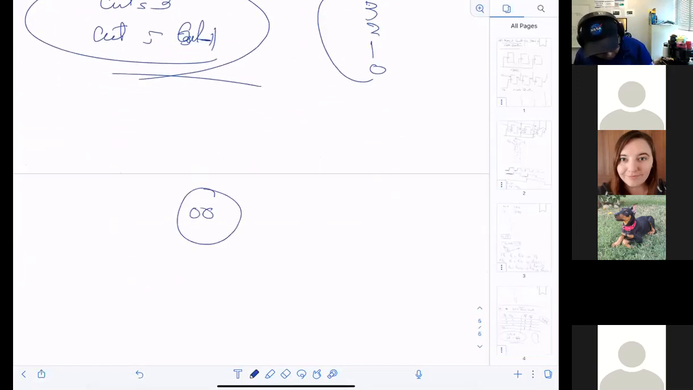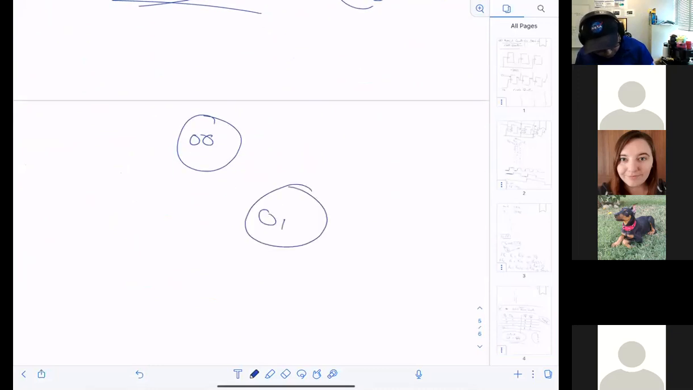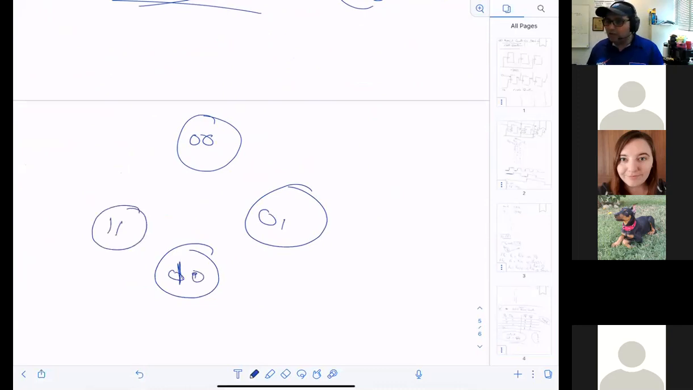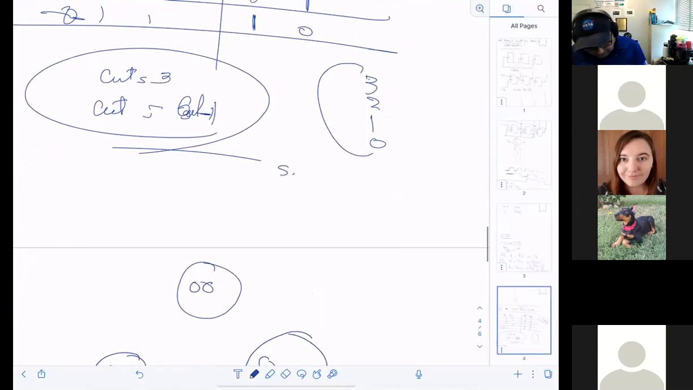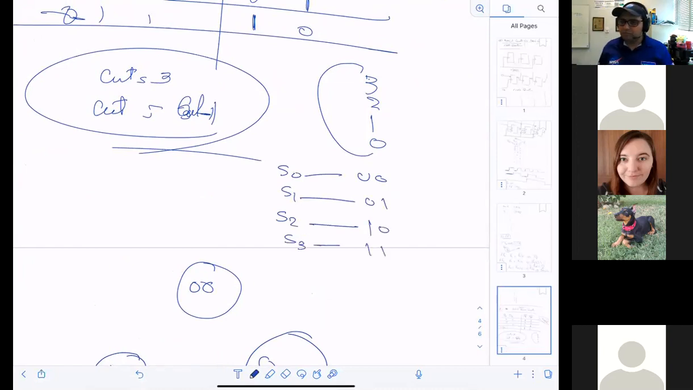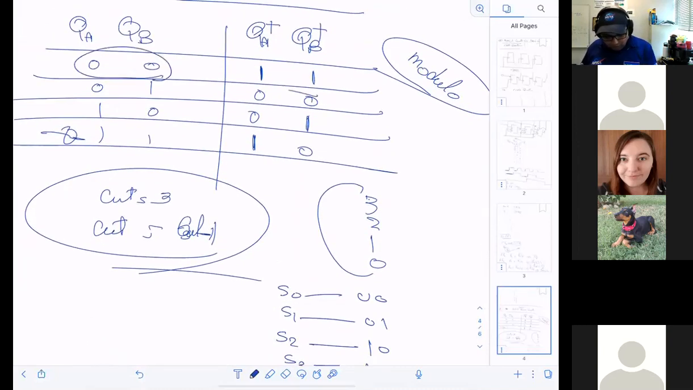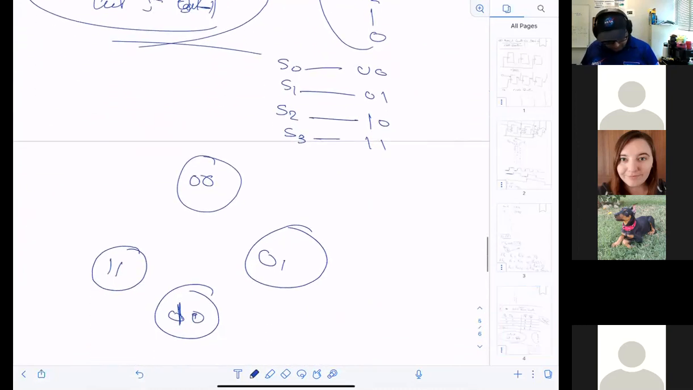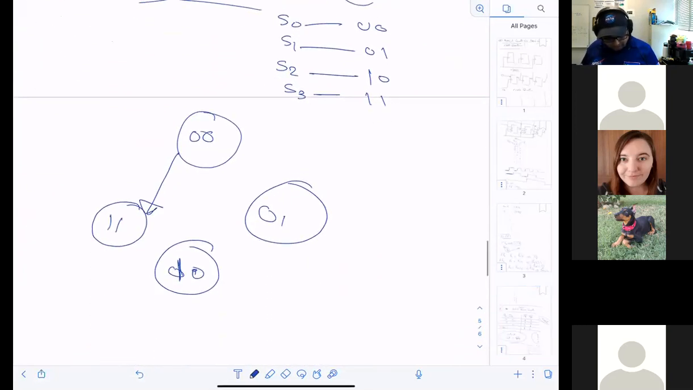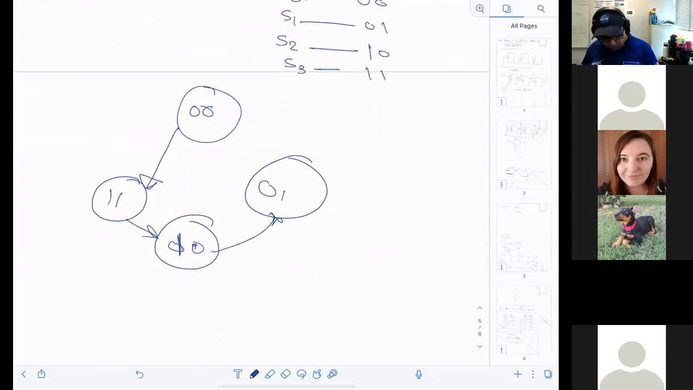So I will just do it here: 0, 0, 0, 1, 1, 0, 1, 1. If I would like to name it, that's fine. I can just say that S0 is 0, 0, S1 is 0, 1, S2 is 1, 0, S3 is 1, 1. Anyway, so now I'm in 0, I will go to 3. I'm in 3, I will go to 2. I'm in 2, I will go to 1. I'm in 1, I will go to 0. Very naive, simple state machine, right?